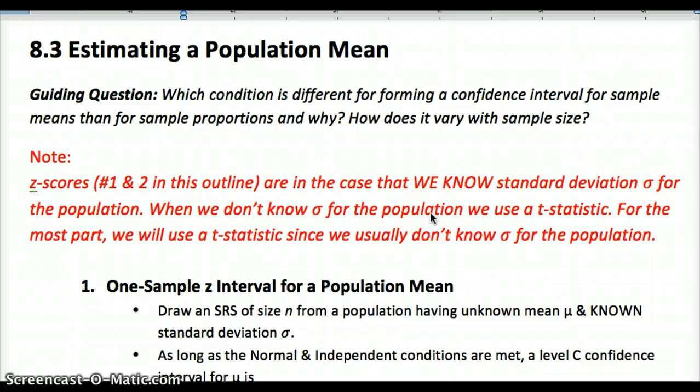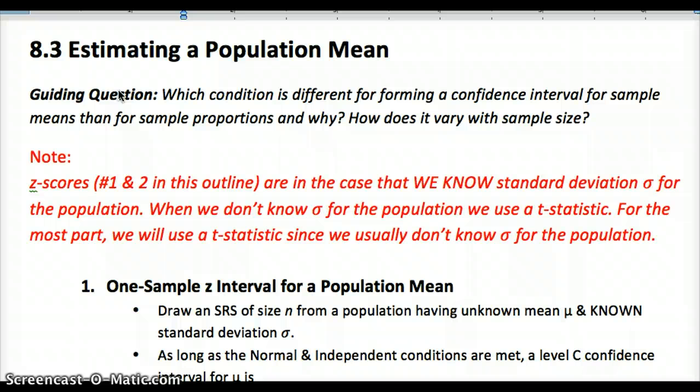This is the video for Chapter 8, Lesson 3, Estimating a Population Mean. So our guiding question I'd like you to think about is which condition is different for forming a confidence interval for sample means than was for sample proportions and why. So think about the random, normal, independent. Which one of those is different for population means and why? And how does that vary with sample size, which we'll go into.